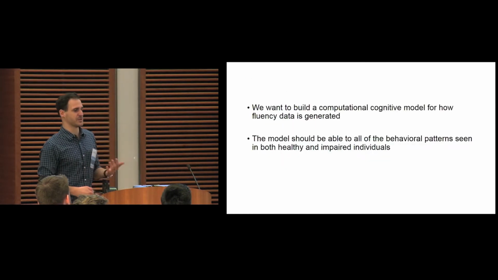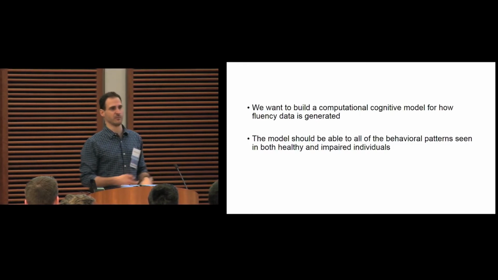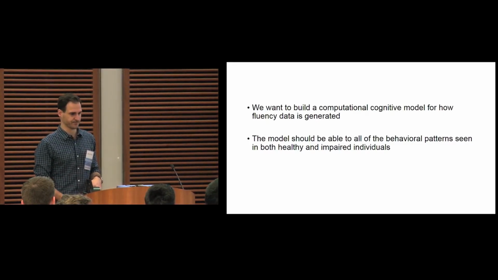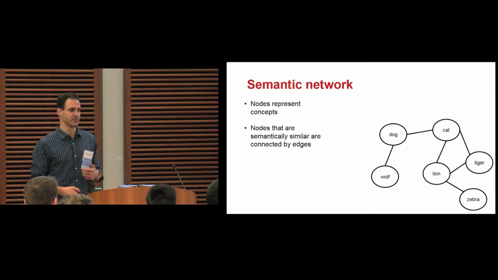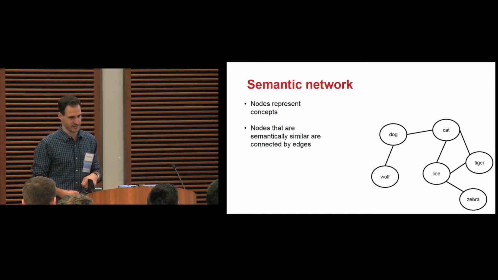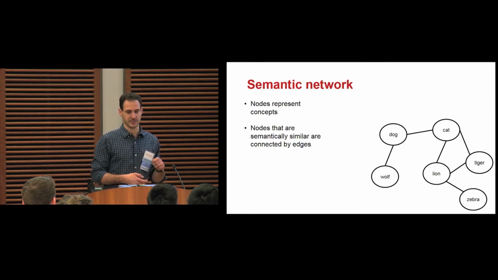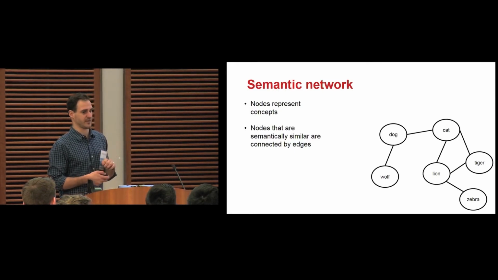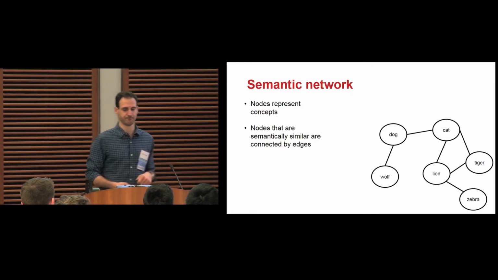And so we wanted to build a computational cognitive model that could explain how fluency data is generated, not just in healthy individuals, but also explain the mechanisms that might lead to impairment for Alzheimer's patients. The way we did this is we started with a semantic network, which is an abstract representation of semantic memory. It's made up of a set of nodes which represent concepts. So here we have nodes such as wolf, dog, cat, lion, tiger, zebra. And then you also have a set of edges which connect nodes that are semantically similar. For instance, cat and lion are connected by an edge because they're both felines. Dog and cat are connected by an edge because they're both pets, but dog and lion aren't connected by anything.